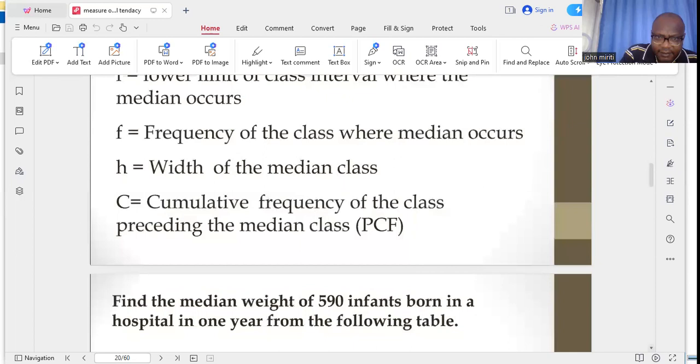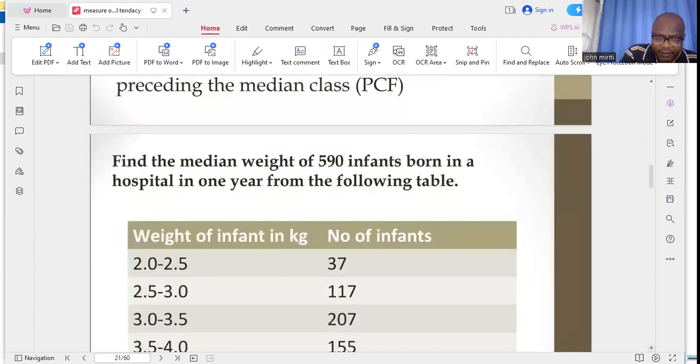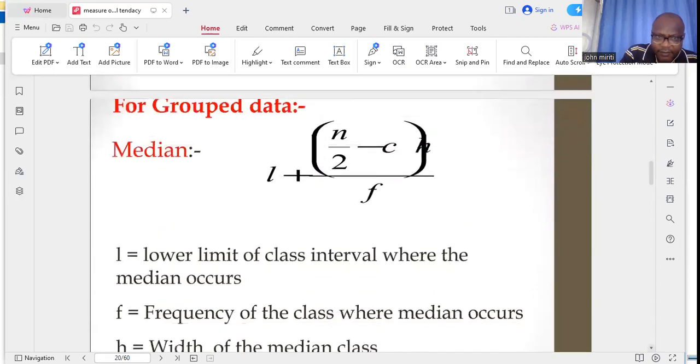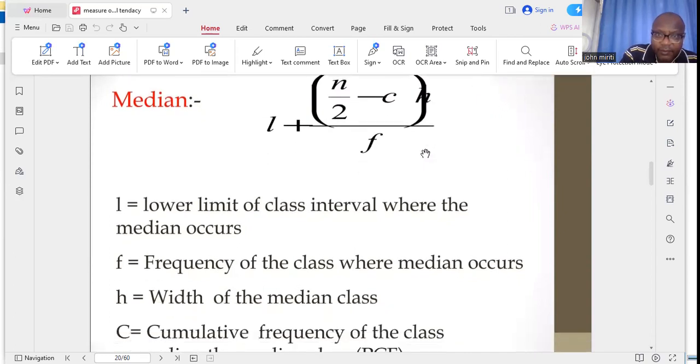Now, let us see this one in very simple mathematics. You have seen that this one is representing the low limit of the class interval, the total divided by 2 plus the class frequency, the interval of the class, then times frequency, and then the mean of the class.